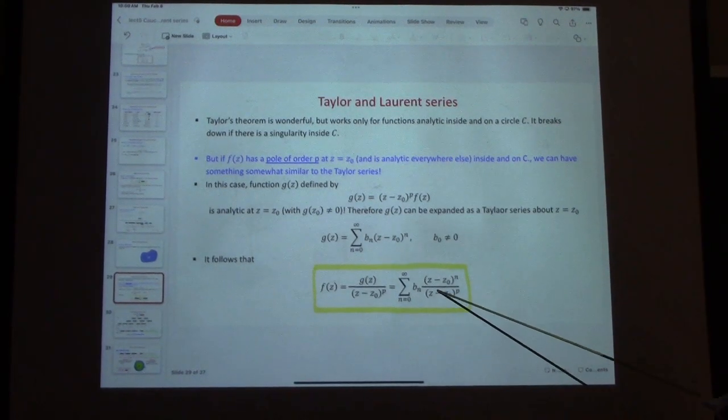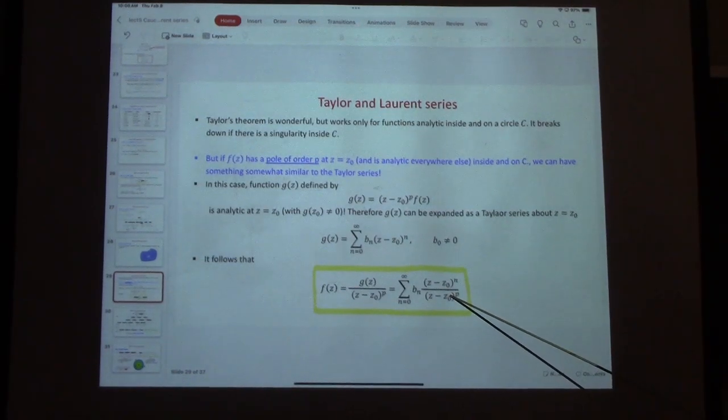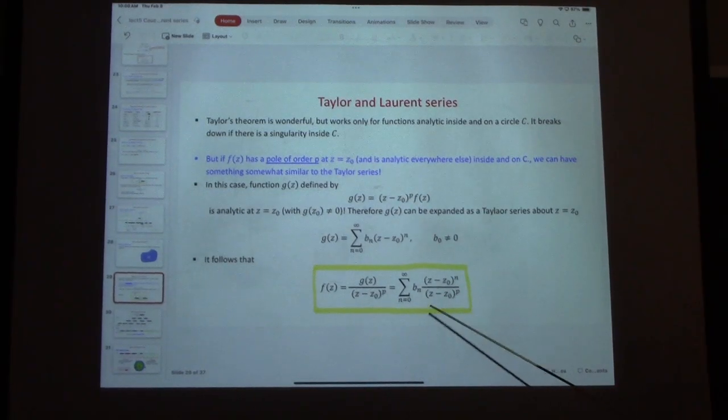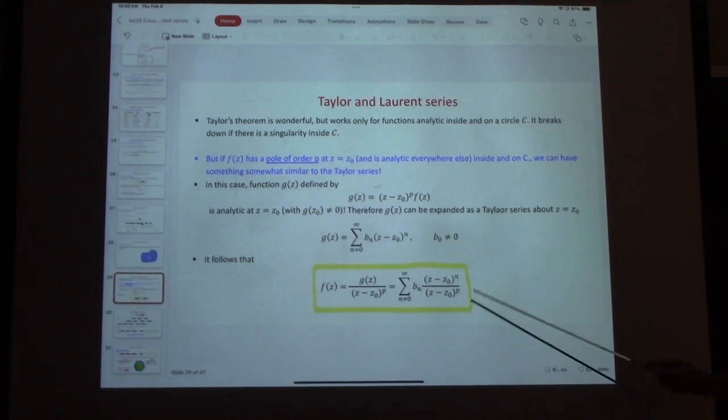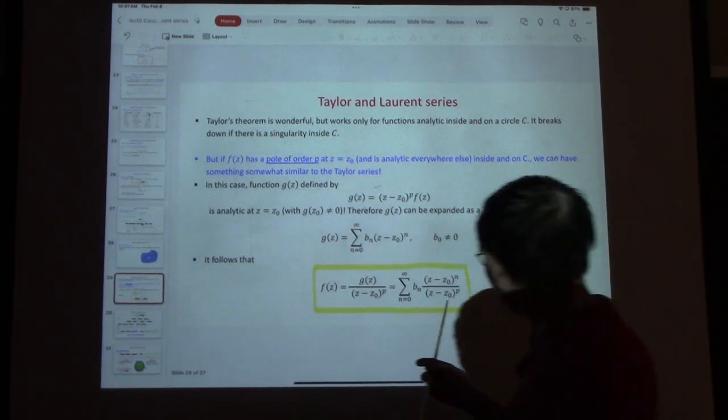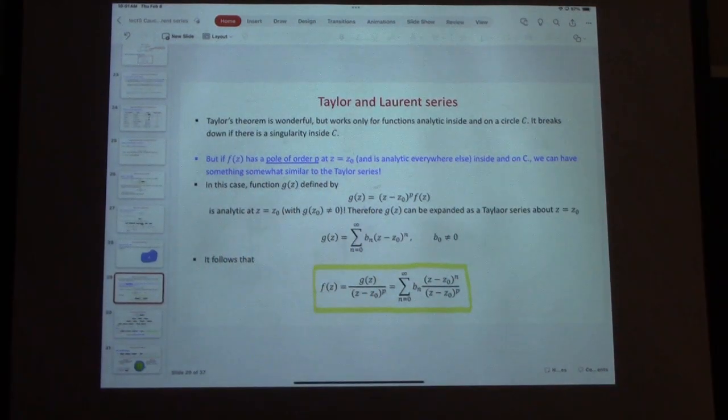Now look at that. This is not a Taylor series, but it's similar. Okay? So we cannot get a Taylor series because it's not analytic at that point. But we can get something pretty similar. And this is a polynomial. That's also a polynomial. All right. Now let's expand that and see what happened.